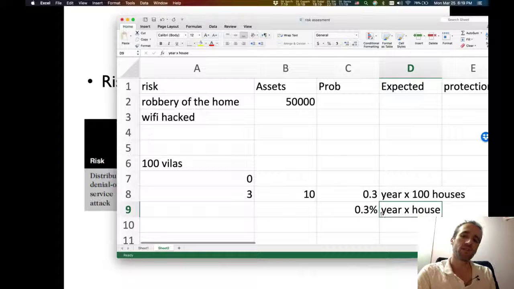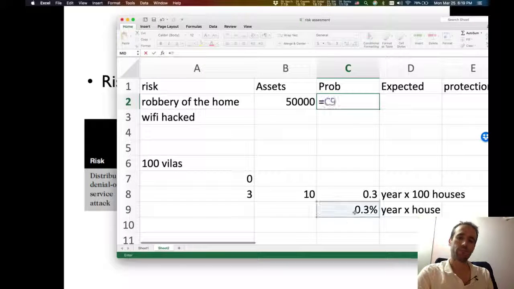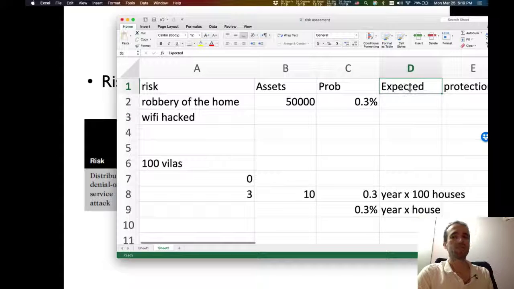So there's a 0.3% chance that my house will be robbed this year. Very good. So I'm going to input this number here. So what's the expected economic impact of these two numbers on my house?